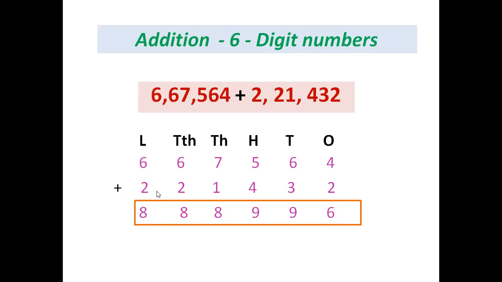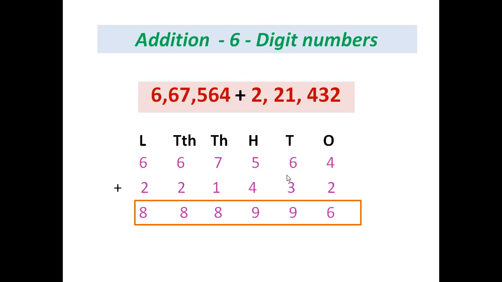Okay. Now you can see here we didn't get any carryovers. So when we add any 2 numbers and we don't get any carryovers, such a mathematical sum, or you can say addition specifically, is known as addition without regrouping, because we do not have any number which can be regrouped with these bottom numbers.